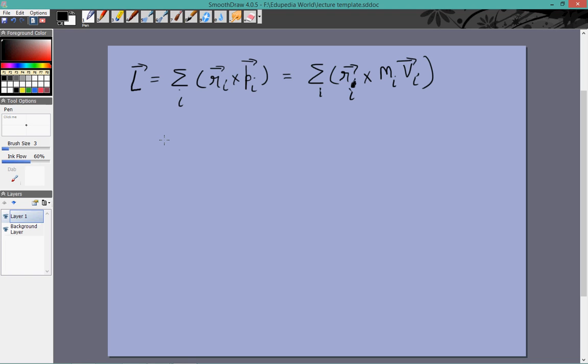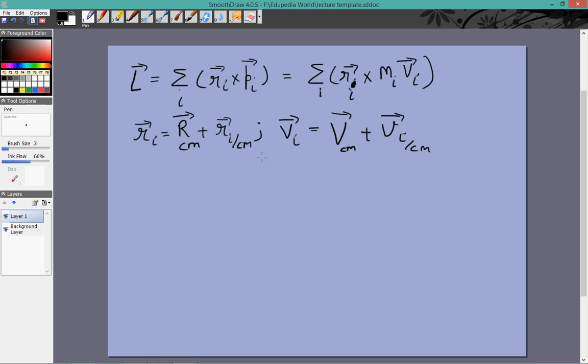What I'm going to do is decompose both Ri and Vi into position and velocity of the center of mass and with respect to the center of mass. So I'm going to write Ri as R of the center of mass plus Ri with respect to center of mass. Similarly, I'm going to write Vi as V of the center of mass plus Vi with respect to center of mass. This is basically the definition of relative velocity, right? V of i with respect to center of mass is V of i minus V of center of mass. V of A with respect to B is V of A minus V of B, right?